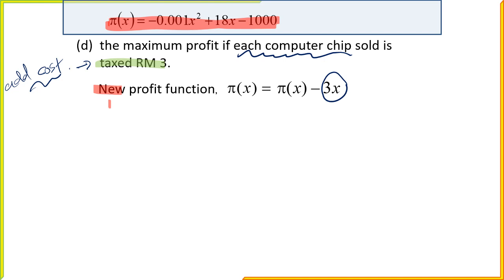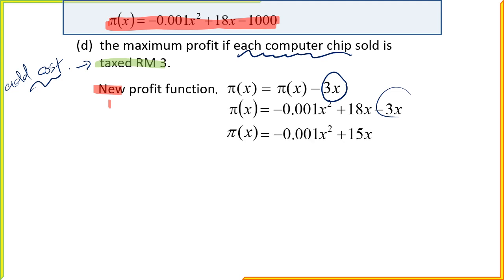So what is our pi function, the profit function? We have negative 0.001x squared plus 18x minus 1000 and minus 3x. So it will be minus 1000 yang tertinggal, minus 1000. Okay, so it will be negative 0.001x squared plus 15x minus 1000 is our new profit function.